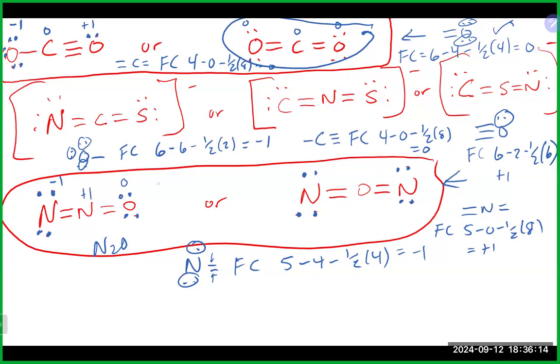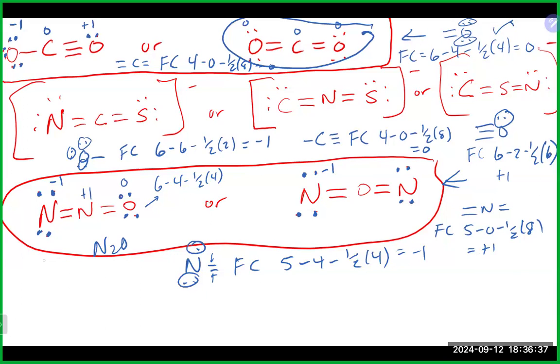Again, basically 6 minus 4 minus 1/2 of 4 in this case for that particular guy. All right, so that is our distribution there on our first structure. Second structure here, we have basically the same nitrogen on the end, so it's going to come out the same as -1, as it's the same as the guy on the left.